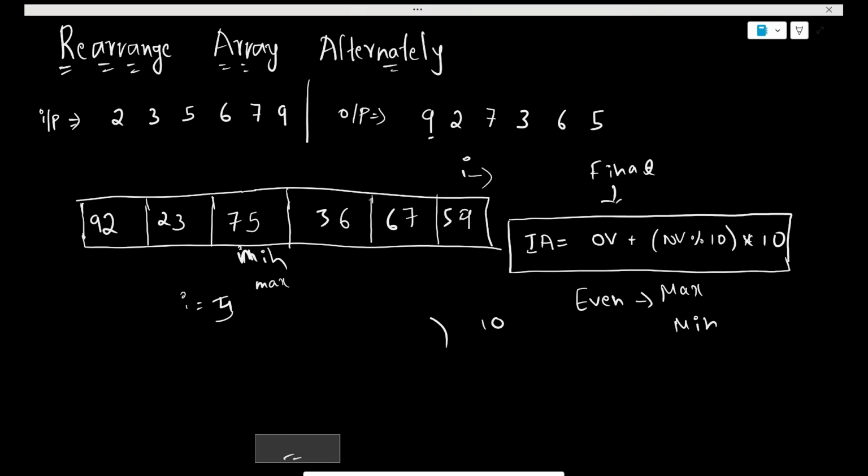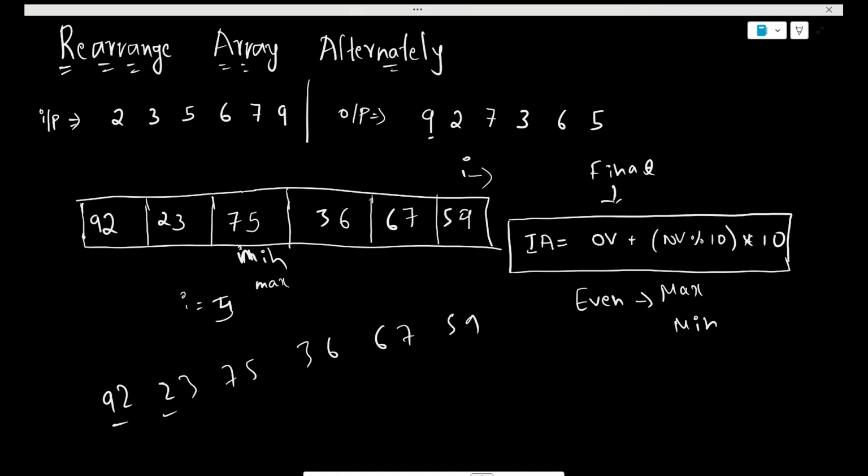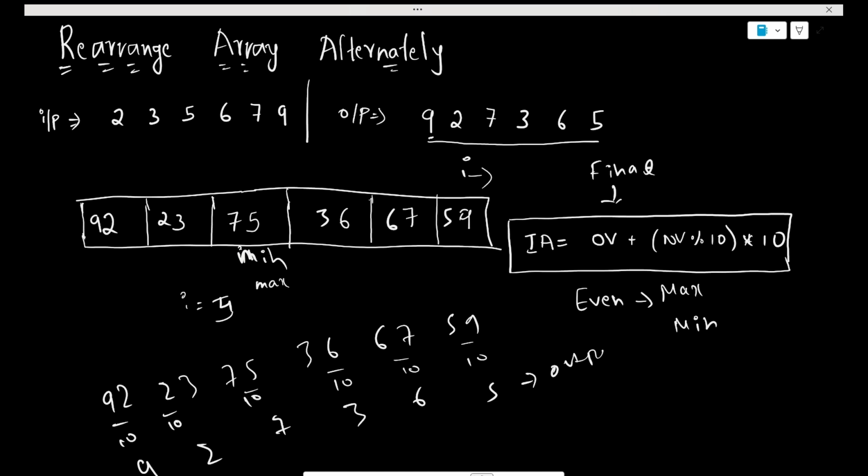What's our final answer? 92, 23, 75, 36, 67 and 59. I divide all the numbers by 10. We will be getting 927365. So 927365, this is the output. Completed. So this is how the algorithm works, and this is the final formula. If you didn't understand now, you can play the video from the beginning onwards and concentrate on what I have done.